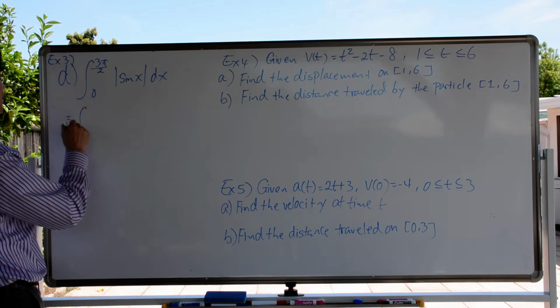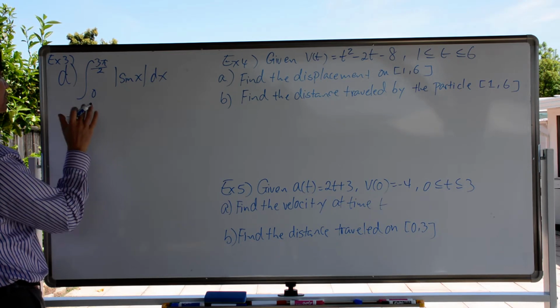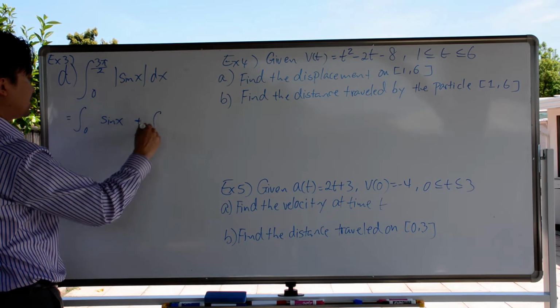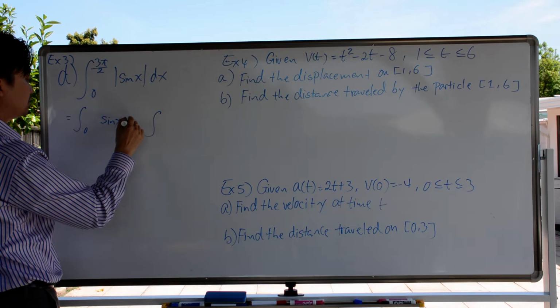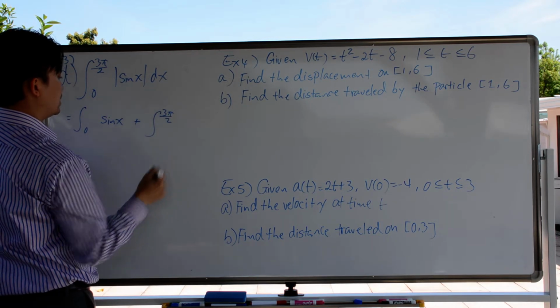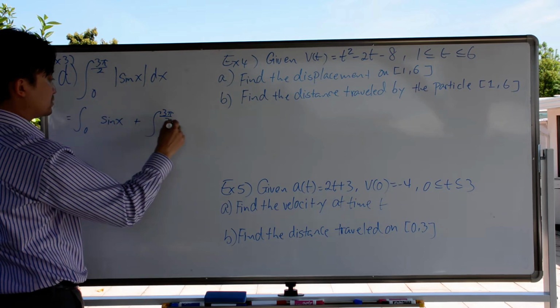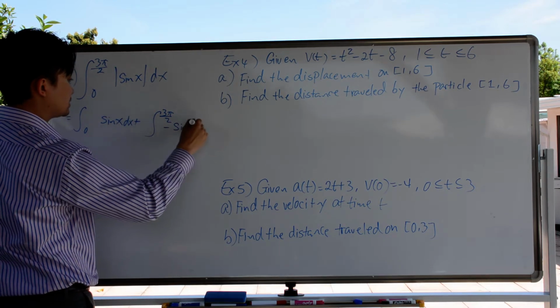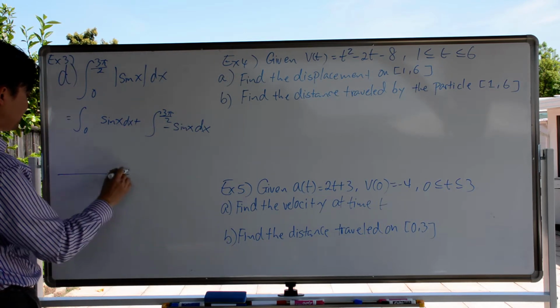So this one, it's an integral from 0 to a certain value of sine of x. And then from that certain value, we're going to find out exactly what that is, to 3 pi over 2. And also for the integrand, this one is negative sine x dx. Well, let's just sketch the graph first for the integrand.